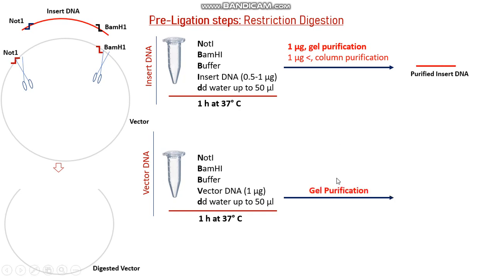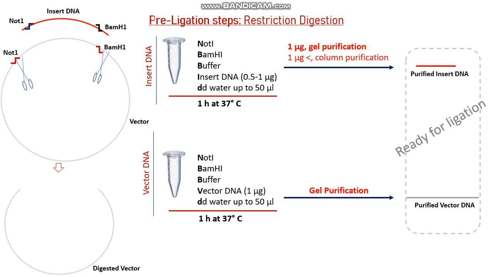Similarly, the digested vector also needs to be purified to get the purified vector DNA. In this case, normally for 1 microgram, you also need to do gel purification and then you will get the purified vector DNA. When you have the purified insert DNA fragment and the purified vector DNA, they are ready for ligation. So we go to the next step.